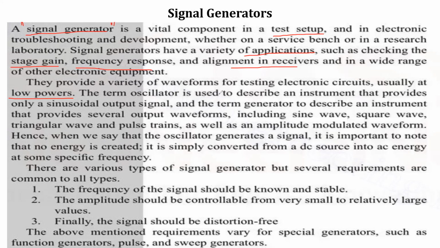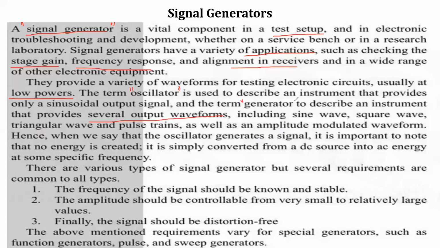The term oscillator is used to describe an instrument that provides only a sinusoidal output voltage, sinusoidal output signal. నార్మల్గా ఏంటి ఆసిలేటర్ అయితే ఏం చేస్తుందంటే ఒక సైన్సాయిడల్ టైప్ ఆఫ్ సిగ్నల్కి అవుట్పుట్ సిగ్నల్ ఇస్తుంది అనమాట. And the term generator describes the instrument that provides several different output waveforms. This is the special significance for the generators here.